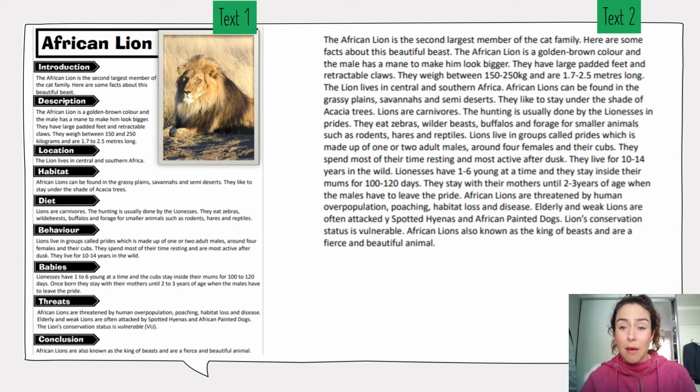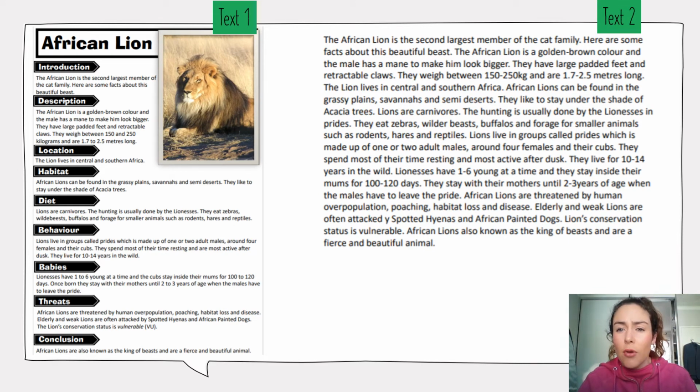All right, so the great thing about text 1 is that it's using a lot of subheadings, and it's also using very specific topic sentences that are really helping us to identify the groupings of the different things that this text is talking about. So we've got description, location, habitat, diet, behavior, babies, threats, and our introduction and conclusion. This makes it easy for this text to read because we're able to skim and scan our eyes over the text quickly to find the relevant information that we need. For example, if I only wanted to know about the diet of African lions, I would be able to look quickly over the text and find the word diet and then read the information I need.